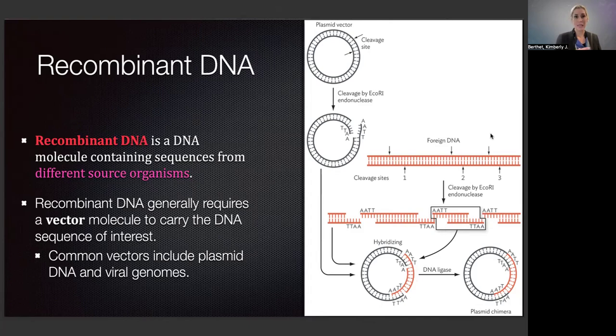Then what we can do is lyse open, break open the cells, and isolate that insulin and purify it. And now we have insulin for the pharmaceutical industry, and we have a plethora of it. So we don't have a limited amount like what was happening when we were using it as a slaughterhouse byproduct. So the pharmaceutical industry uses recombinant DNA and protein cloning like this in order to make quite a few pharmaceutical products.